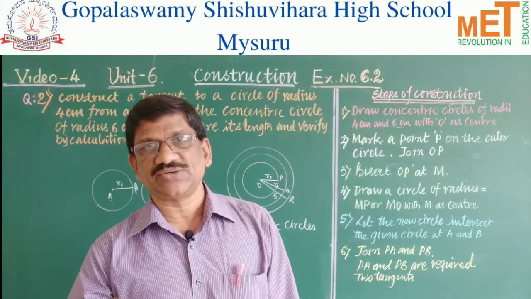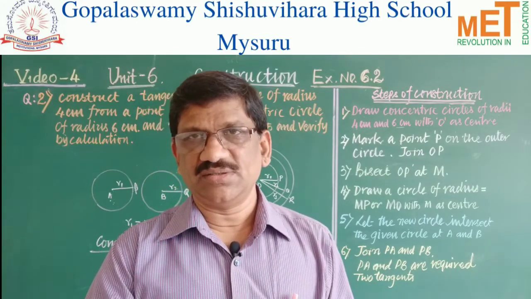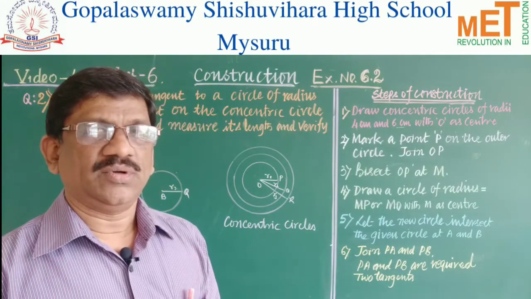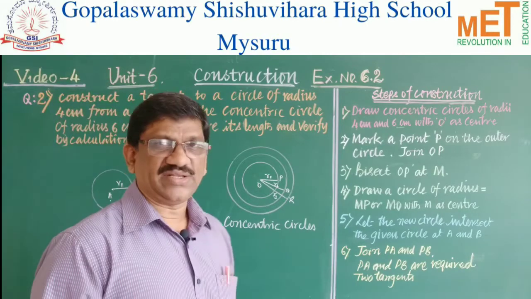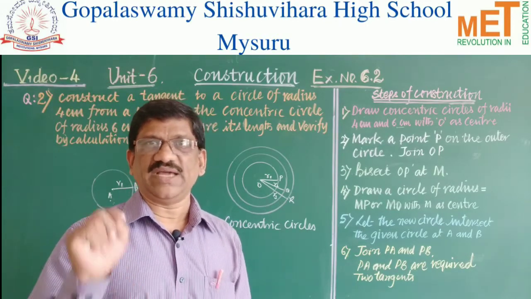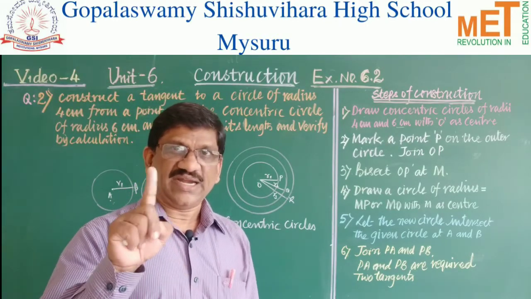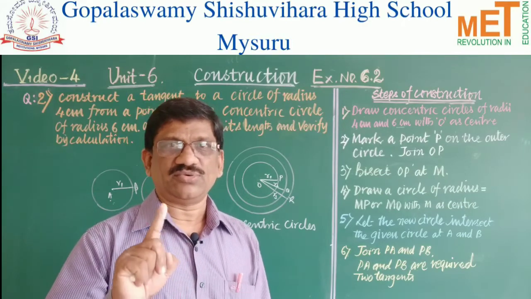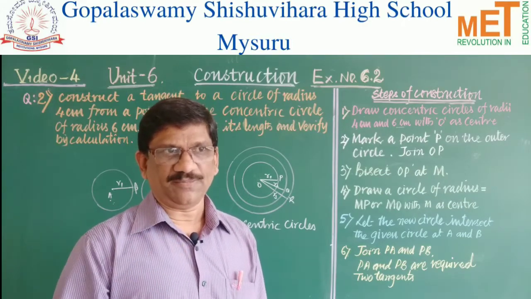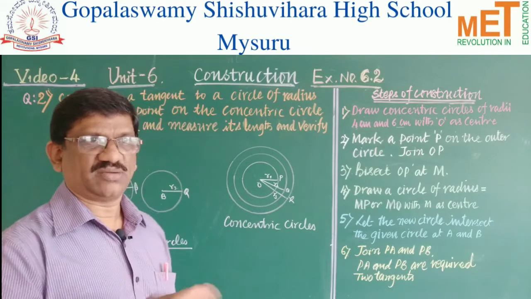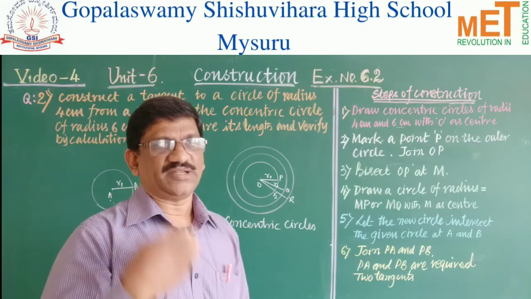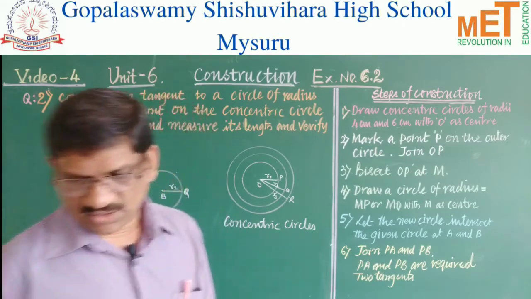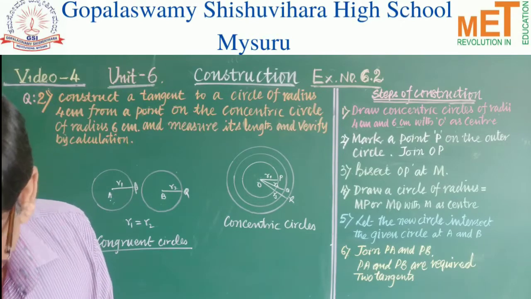PA and PB are the required 2 tangents. Here I have given you 2 tangents. In the examination, if they ask to construct a tangent, it's enough to draw 1 tangent, either at the top or at the bottom, preferably at the top. Okay, we shall start now, children.